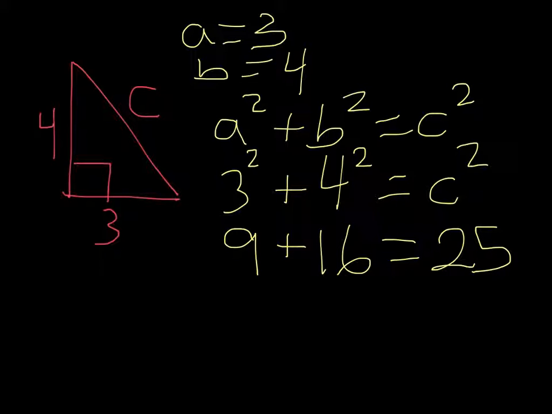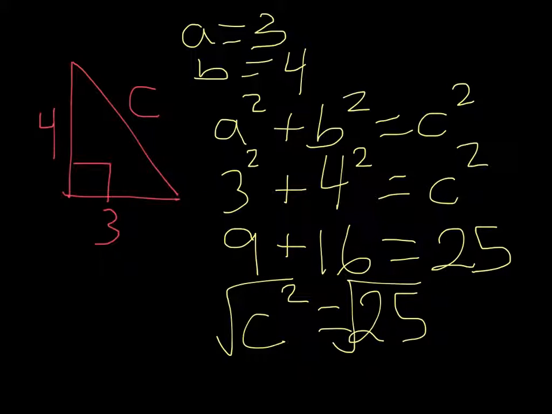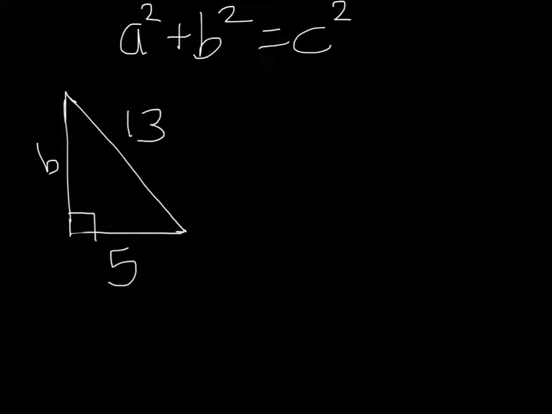Now, is c equal to 25? No, as you can see, c squared is actually equal to 25. So we must take the square root of both sides to get c by itself, and c is equal to 5. Now that we know the equation that goes with the theorem, we can use it to solve for any side length, as long as we know the other two side lengths.